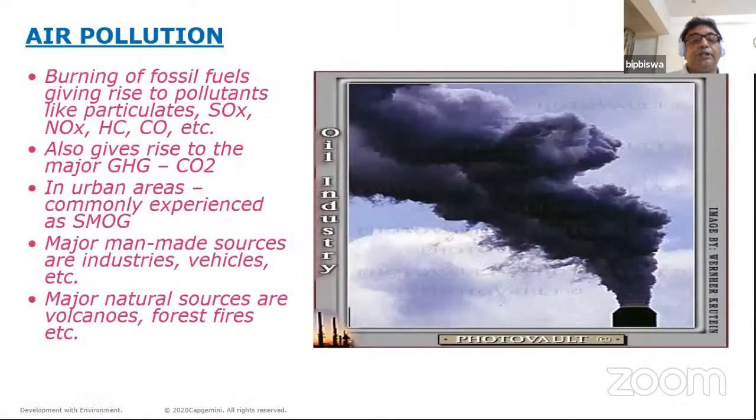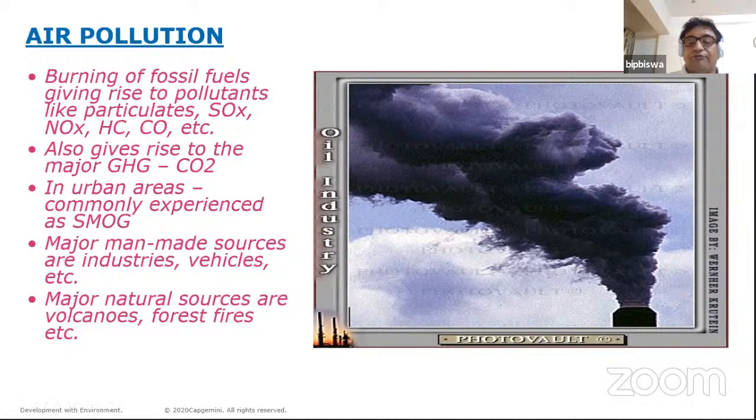And very commonly, it creates different types of pollutants, like sulfur dioxide or oxides of sulfur, oxides of nitrogen, hydrocarbons. It also gives rise to major greenhouse gas emissions like carbon dioxide or methane. And in urban areas, a commonly experienced thing is smog. Smog means a combination of smoke and fog.